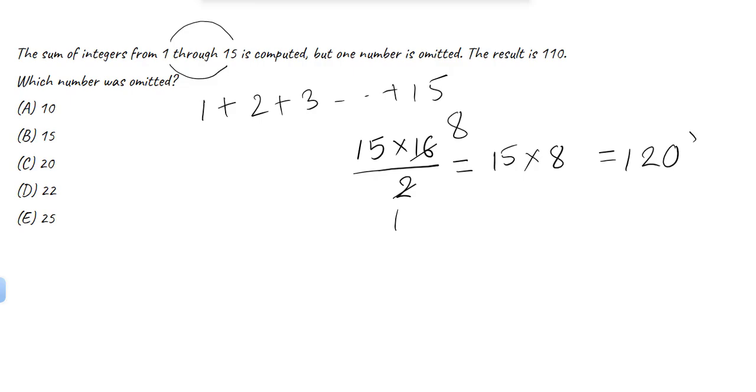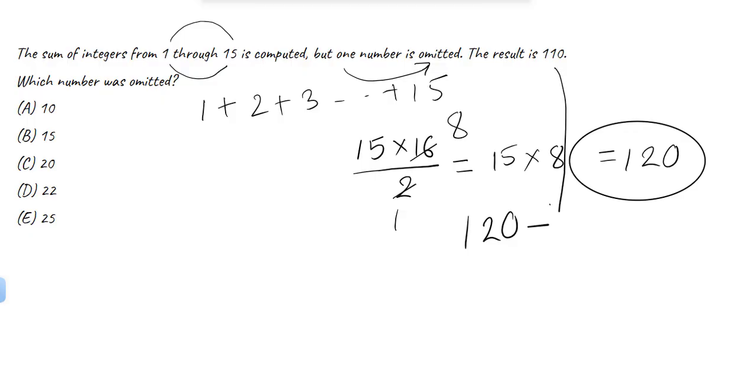Now, the actual sum should be 120. Since one number is missing, how do we find the missing number? The missing number is 120 minus whatever sum they have, which is 110. So this 10 is the missing number here.